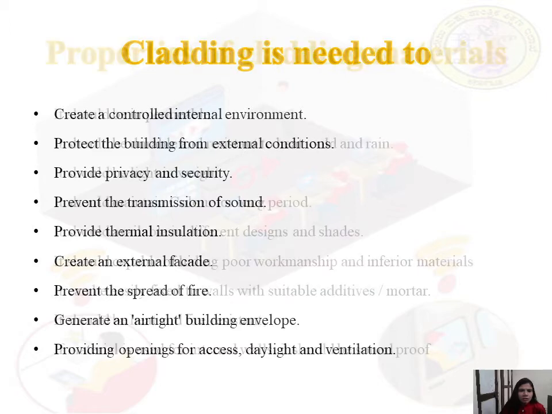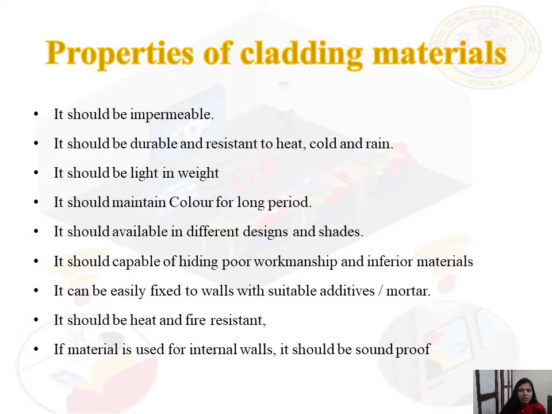The next topic is properties of cladding materials. What are the properties of cladding materials? The cladding material should be impermeable, durable, and resistant to heat, cold and rain. It should be light in weight and should not add dead load to the structure. It should maintain color for a long period of time. The cladding material should be available in different designs and shades as per the requirement.